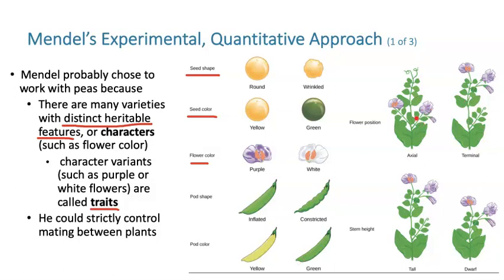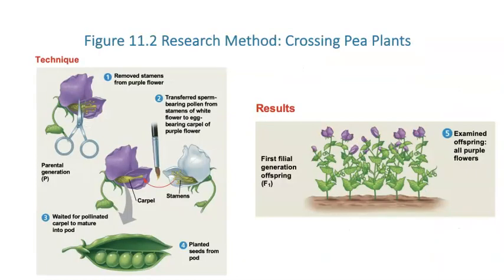There's also flower position. It could be axial, which, notice, the stems of the flowers come out near the bottom. Or it could be terminal, where the flowers come out at the end of the plant. They could be tall or dwarf. So there are all these different characteristics, and each characteristic has at least 2 traits. So how did he handle this?